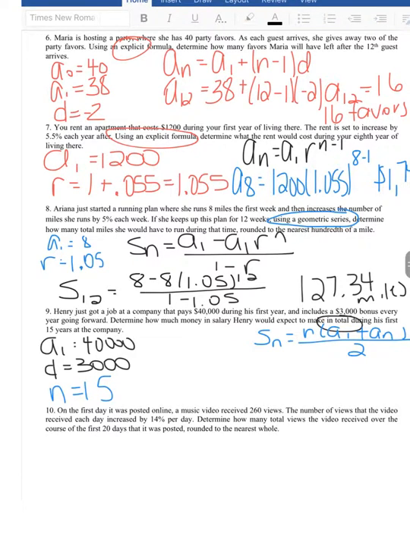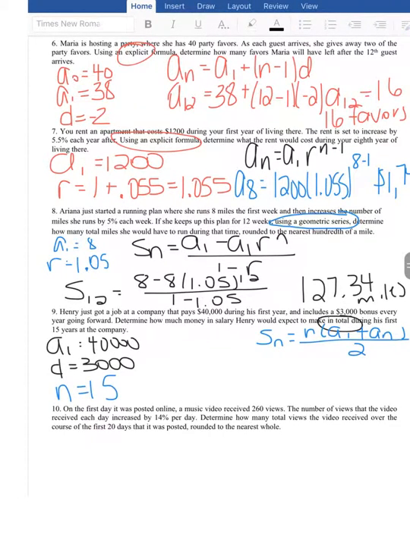A sub 15 I can find using the explicit formula, right? Because now I need to find an individual term. So a sub 15 is equal to the first term plus n minus 1 times d. So in your calculator, you're going to do 40,000 plus, in parentheses, 15 minus 1 times 3,000. And that tells me that during his 15th year, he is going to be making $82,000.